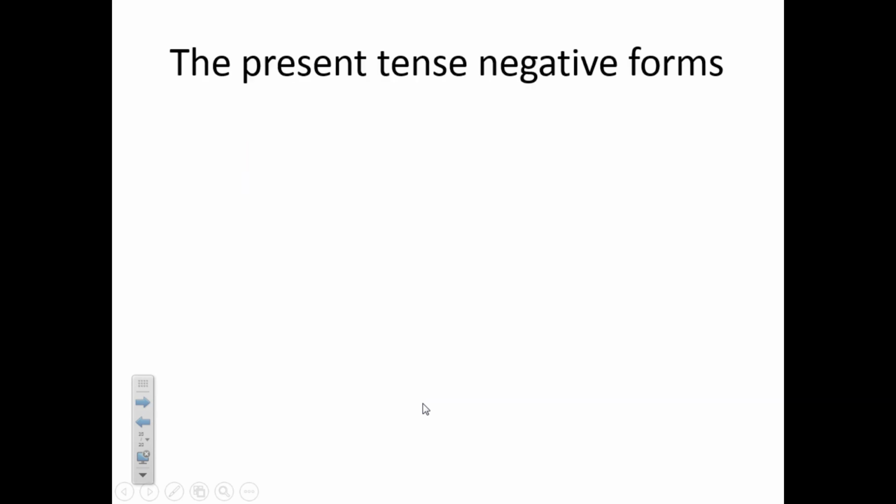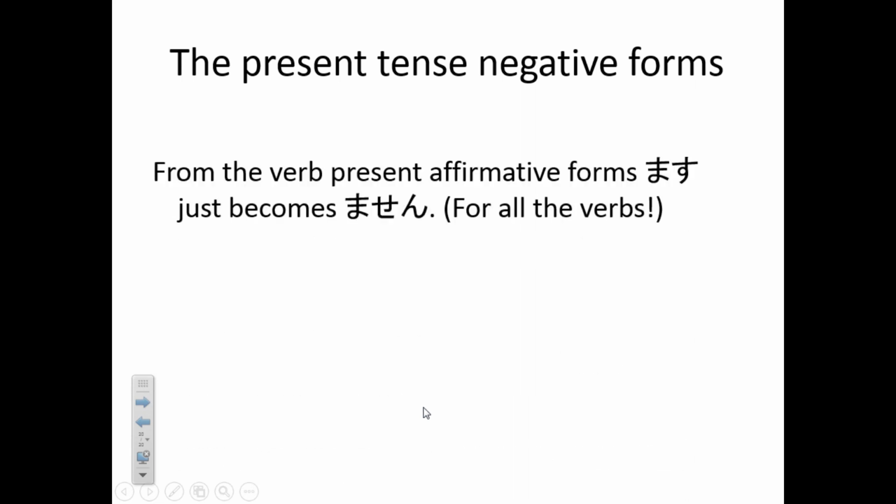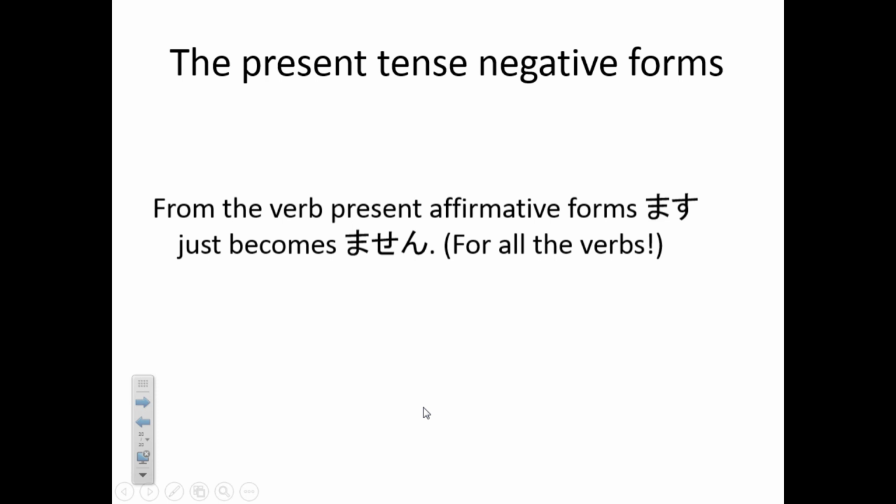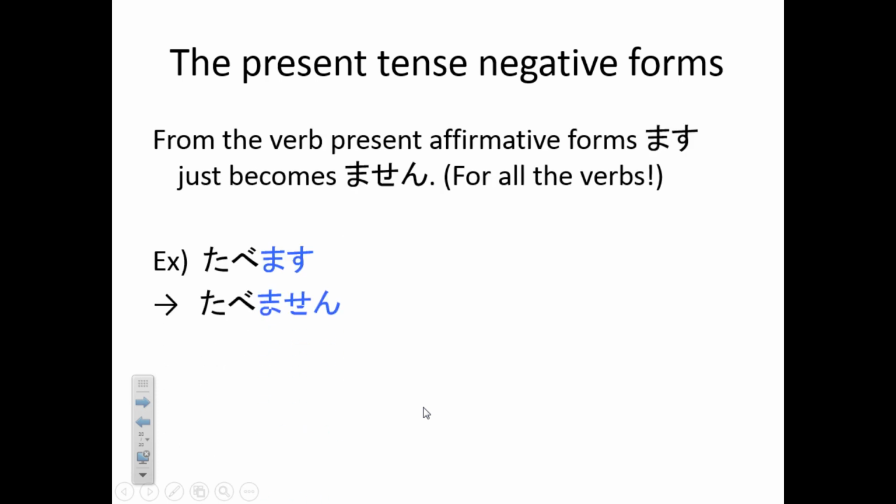Now, how do you conjugate negative forms? Okay, it's kind of similar. It is very simple actually, once you've learned how to conjugate present tense affirmative. For example, 食べます becomes 食べません. That's all. And this is how you do it. From the verb's present affirmative form, ます just becomes ません. So take out ます from present tense and then add ません. And that's for all the verbs.